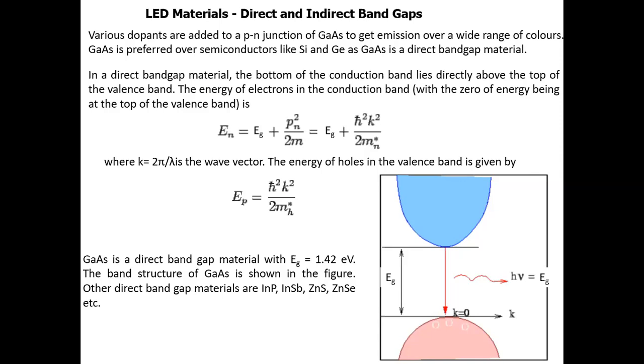band. The energy of the electron in the conduction band, with the zero of the energy being at the top of the valence band, is given here. Gallium arsenide is a direct bandgap material with a bandgap of 1.42 electron volt. The band structure for gallium arsenide is shown here. Other direct bandgap materials are indium phosphide, indium antimonide, zinc sulfide, zinc selenide, etc.